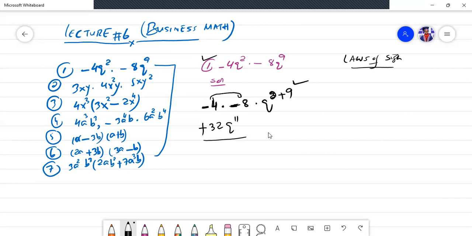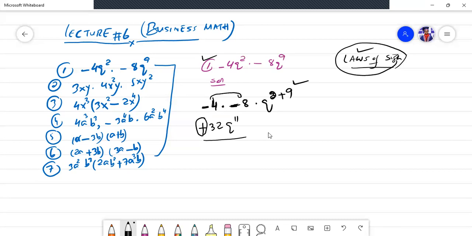Minus sign is present with the number 4 and also minus sign is present with the number 8. So according to the laws of signs, whenever we have the same signs, the product will be positive. Therefore, we change the negative signs into positive signs. Why do we change the negative signs into positive signs? It is because of the laws of signs that is written here.